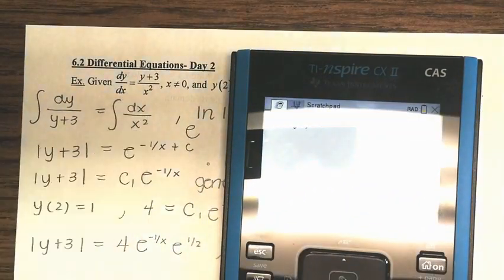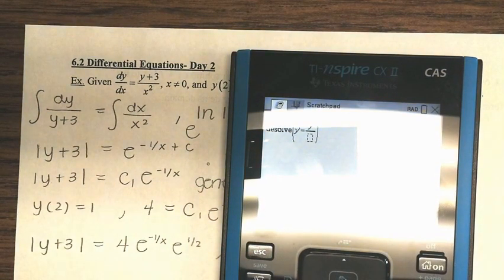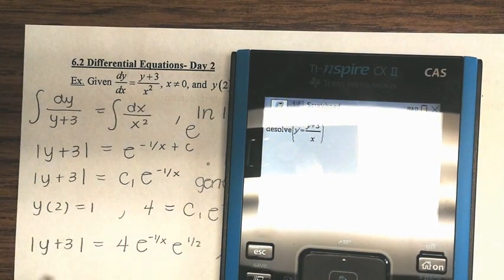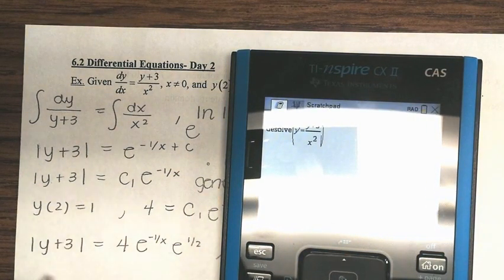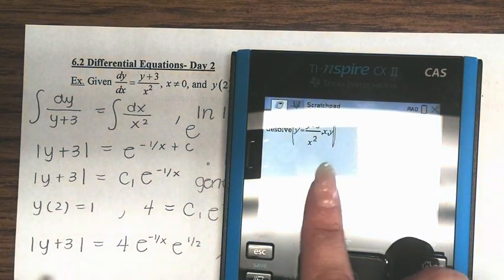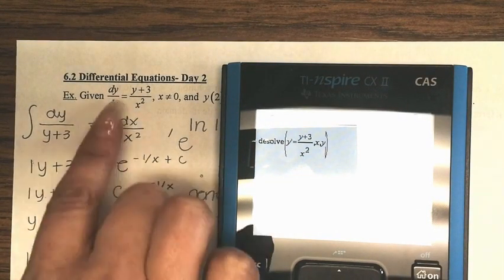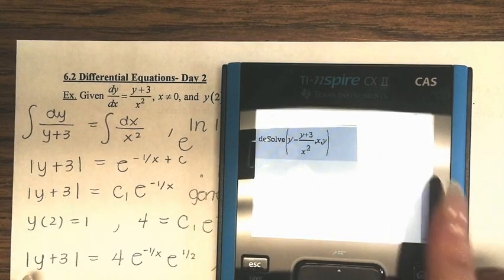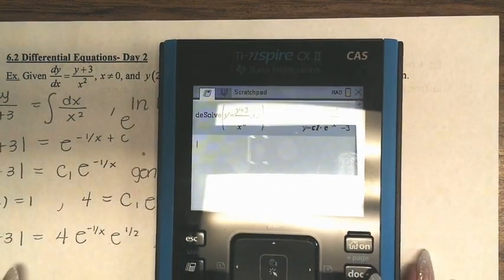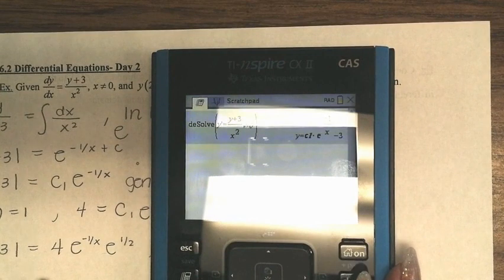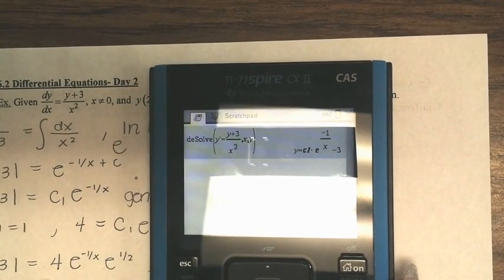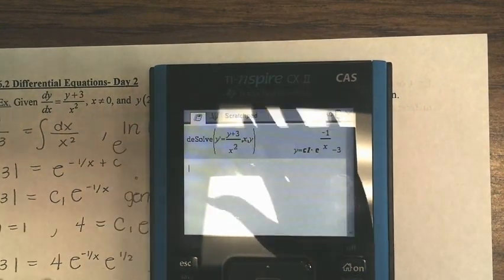And in this problem, you have a fraction, so control fraction, and you're going to have y plus 3 divided by x squared. After that, you're going to put the variables that you have in this equation, x comma y, and that's how you can get the general solution. So look at that, we have exactly the same. I hit enter, and then my general solution for this equation is pretty much what we got. You can see it over there.